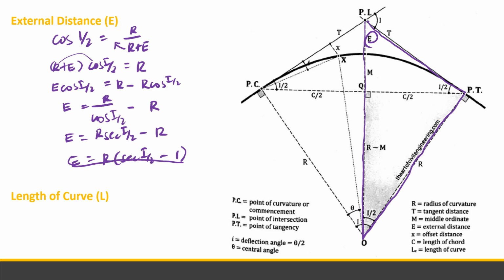Now next is yung length of curve. So formula of a curve is S is equals to the radius times the central angle. So that means that LC or yung length of curve natin is simply the product of R times the interior central angle I. So para i-convert natin into radians, we multiply pi over 180 degrees. So yun yung formula ng length of curve natin.